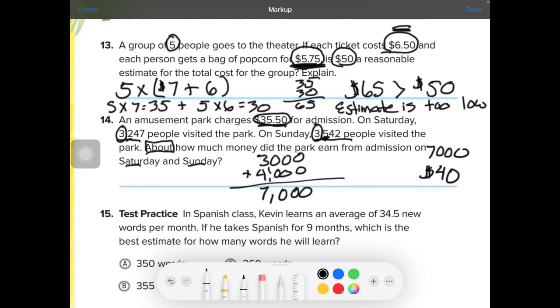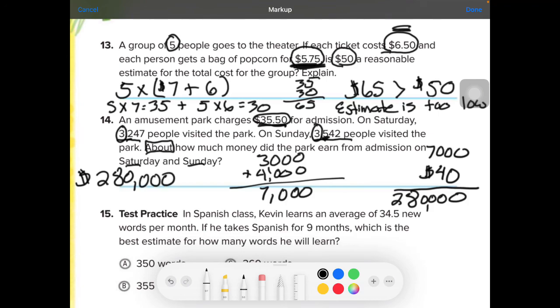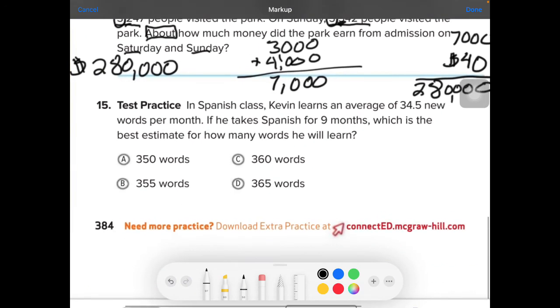Now I'll multiply that by the 40. And the nice thing about doing zeros is that you can just do 4 times 7 is 28. Then you count the zeros: 1, 2, 3, 4. Now, wasn't that painless? You've got to remember, zeros are your friends, and when you see them, they help out your math skills. So the 2 days combined will be about $280,000.